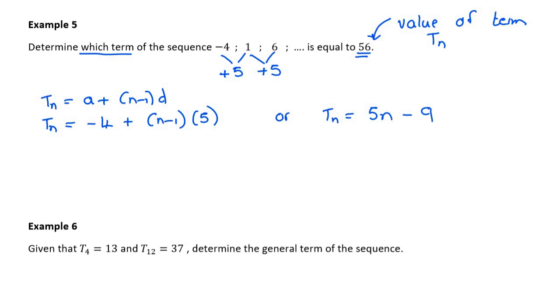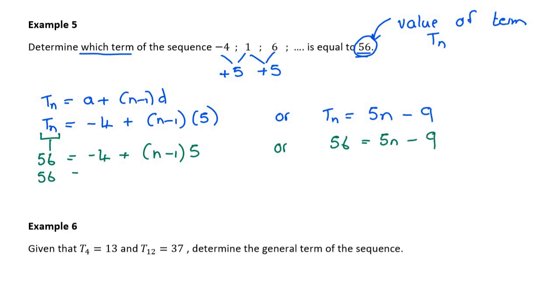Now it says which term equals 56. It doesn't say the 56th position. It says which term is equal to 56. So the value of my term is 56. So my Tn is 56, and they want to know which term this is. So what position is this? Either you can substitute it into there or into there.